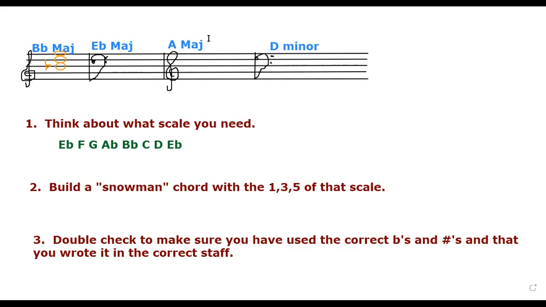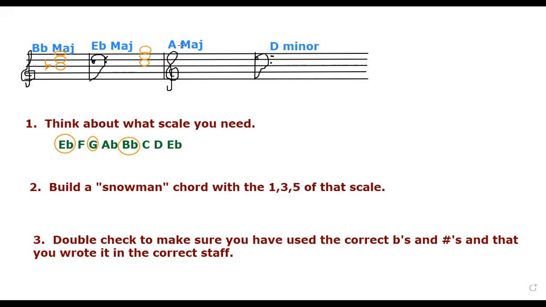Second step is to build a snowman chord using the 1, 3, and 5 of that scale. Here's the 1, here's the median or the 3rd, and here's your dominant, which is the 5th. Okay, we are in bass clef this time, so we have to make sure we're using bass clef positions. Here's our E flat. Remember that the 2 dots in bass clef surround the F line. The note right underneath that has got to be E. And then our G. And finally our B.